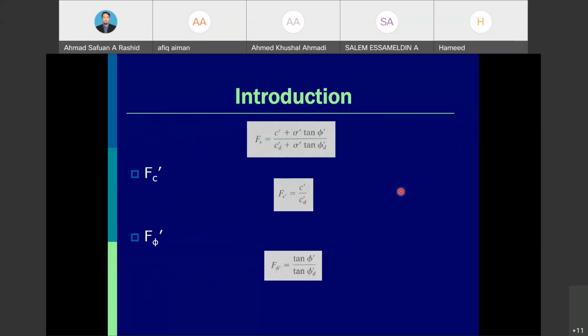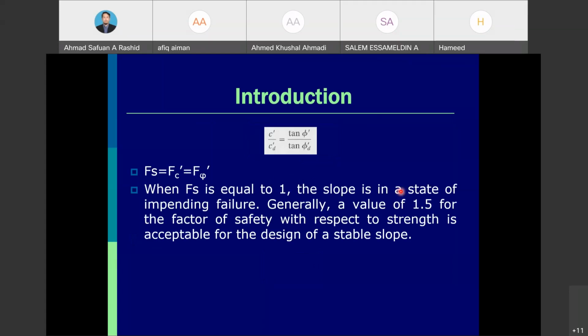Then the FS has a part which is a ratio between c over cD, and also the FS has another part called Fφ, which is tan φ over tan φD. So FS equals Fc and Fφ.